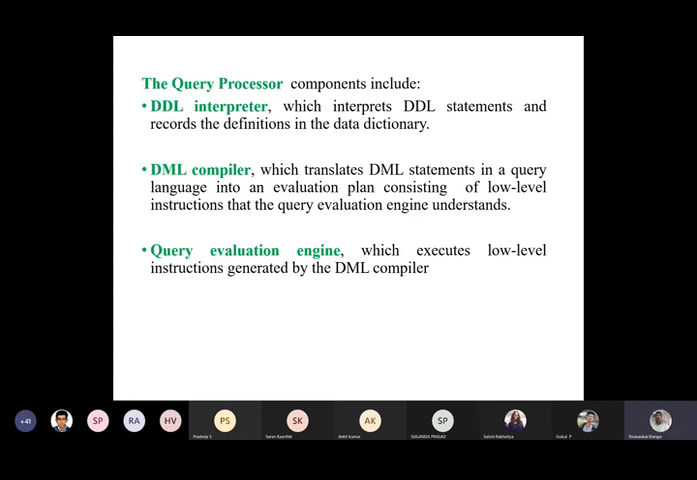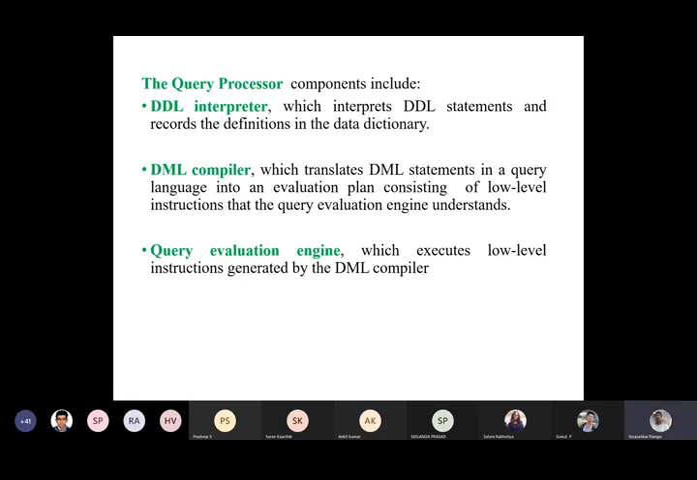The next component is the DML compiler. The DML compiler translates DML statements in a query language into an evaluation plan consisting of low-level instructions that the query evaluation engine understands. So you translate DML statements into a query evaluation plan consisting of low-level instructions that the query evaluation engine understands.